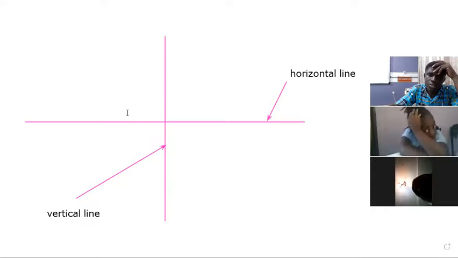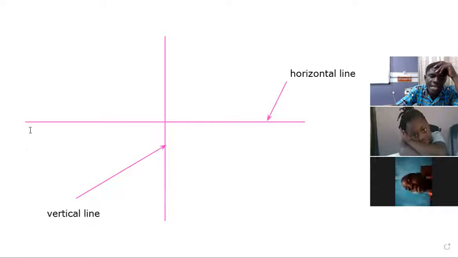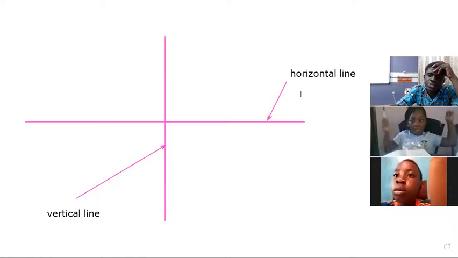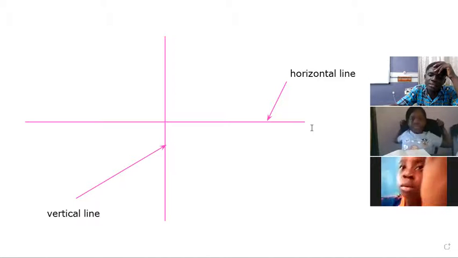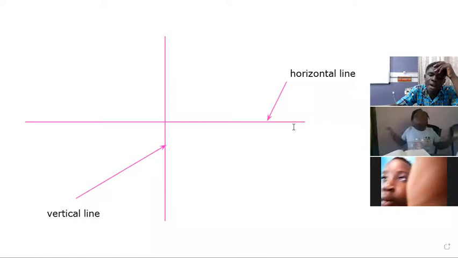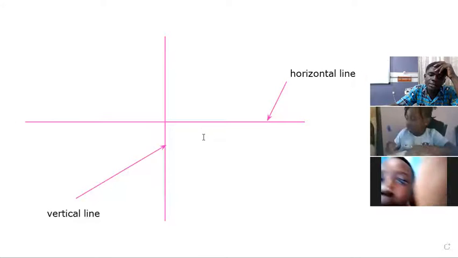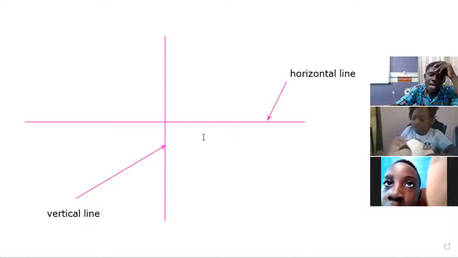Okay, so the line that moves from the left to the right is called a horizontal line. So from today, if you see any line that moves from the left to the right or the right to the left, you can call it a horizontal line. Is that okay?